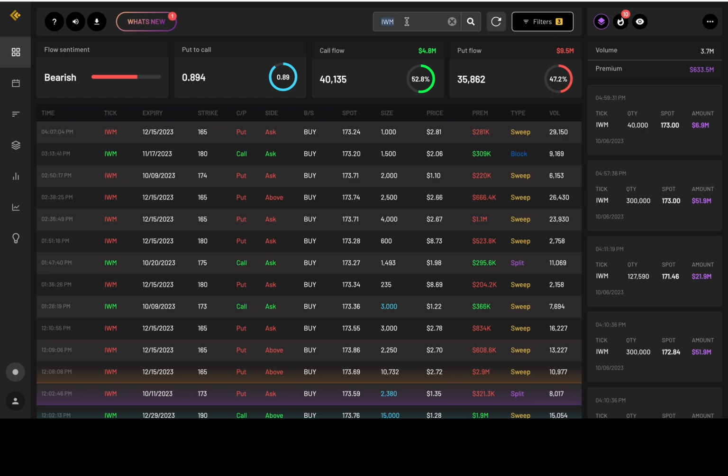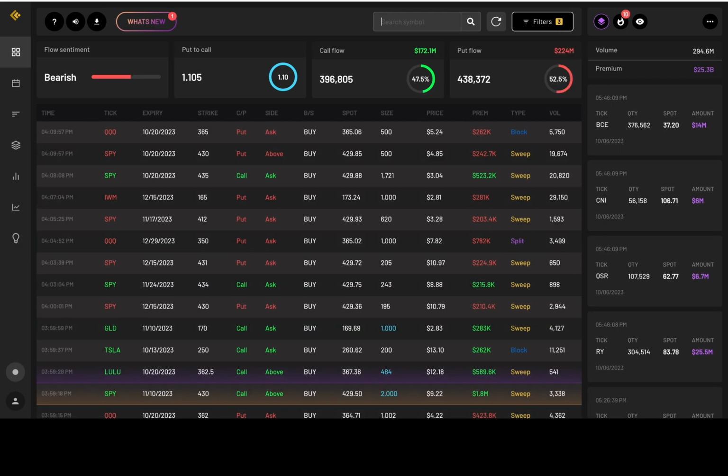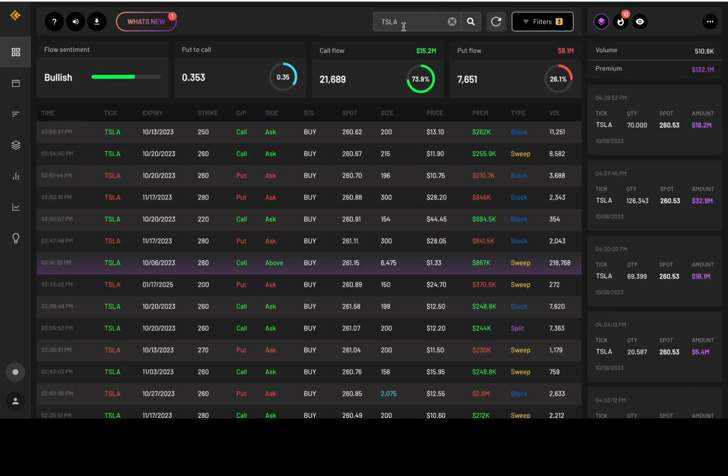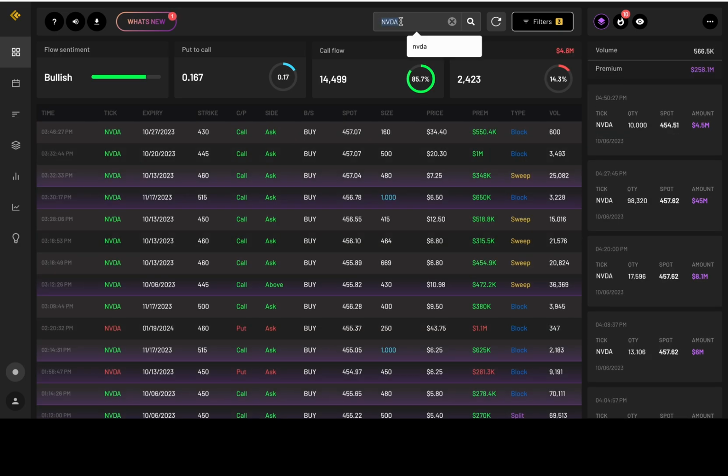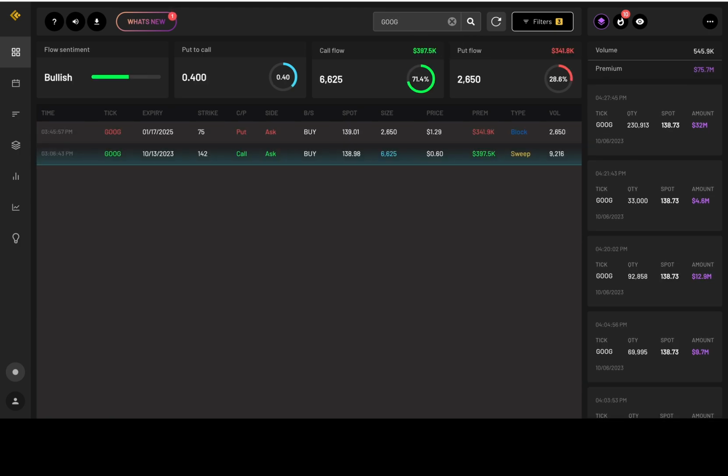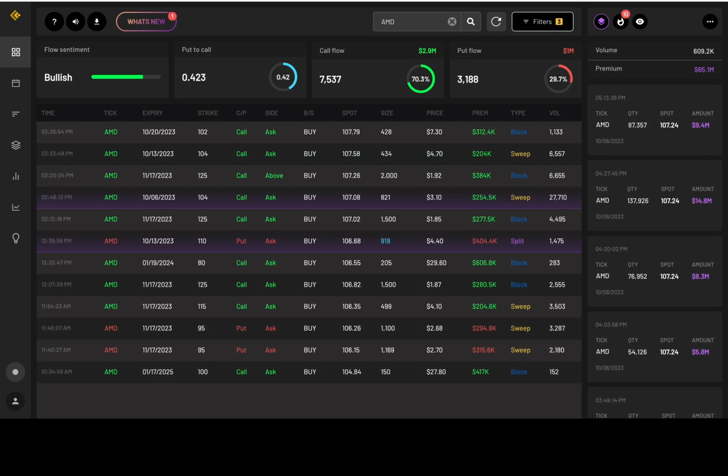IWM is bullish. Holy moly, I haven't seen this IWM bullish in a little while. Tesla bullish. Apple bullish. What? NVDA is bullish. Okay. Can't argue with these. Bullish. There's a lot of bullishness. And let's see if we get anything on AMD. Oh, even AMD is bullish.